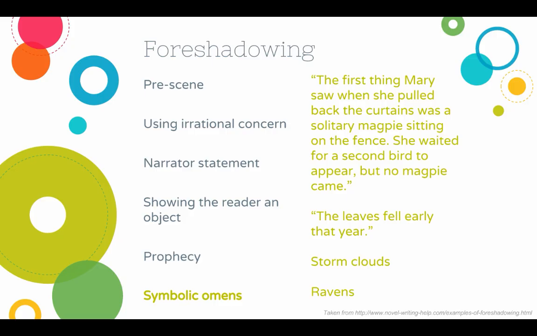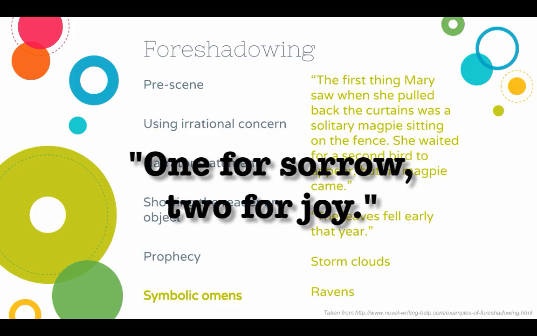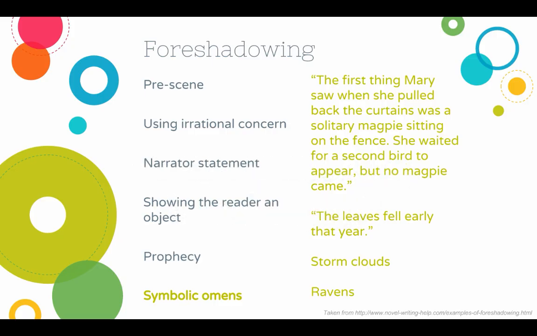Any reader who knows the magpie rhyme, 1 for sorrow, 2 for joy, I don't know if you've all heard of that, but if you have, you'll immediately suspect the worst for Mary because you know that's a bad omen. Even if Mary in the text is untroubled by the sighting and soon forgets about it, the reader should know that it's significant. Another example, the leaves fell early that year.